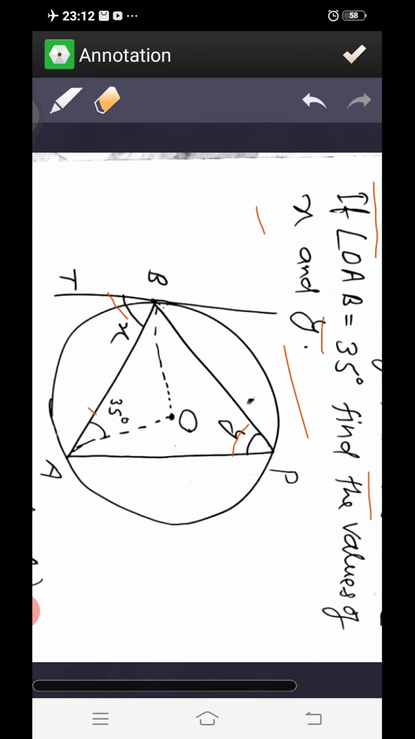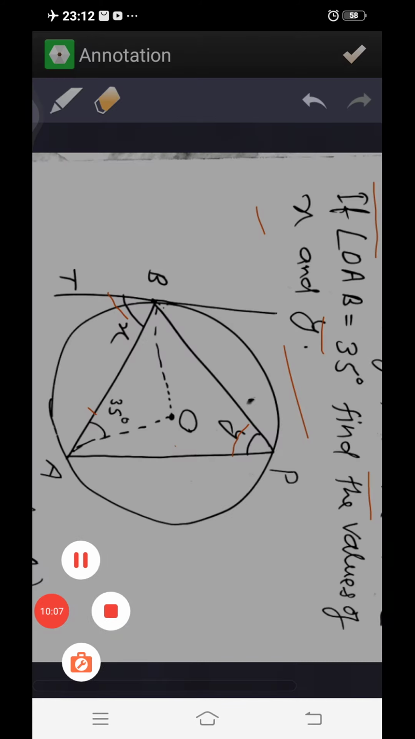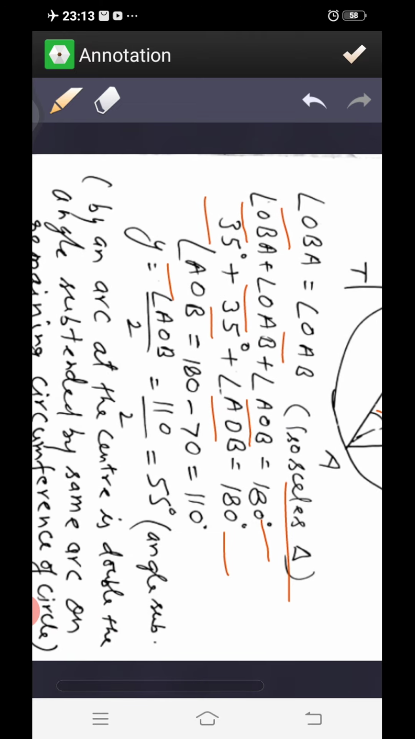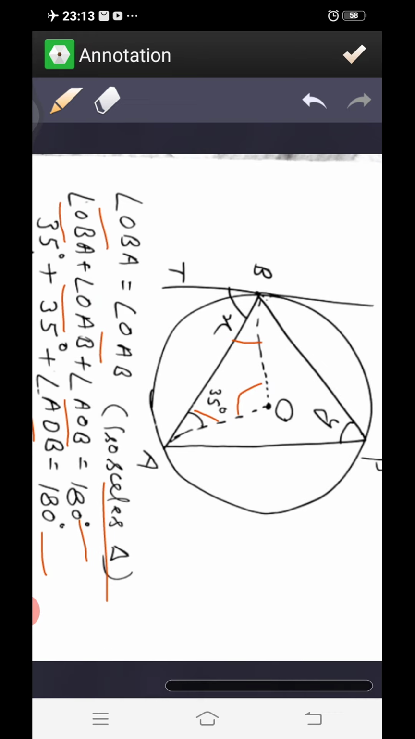So see, angle OBA equal to angle OAB, isosceles triangle. Angle OBA plus OAB plus angle AOB, the sum of all these three angles will be 180 degrees. So both are 35 and 35, plus AOB equal to 180. So angle AOB equal to 180 minus 70, we get 110 degrees. Angle AOB, that we have got, 110 degrees.